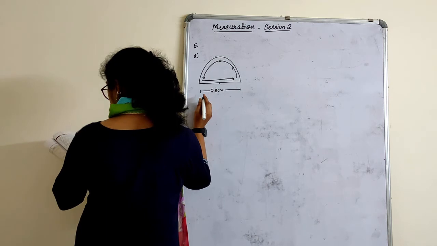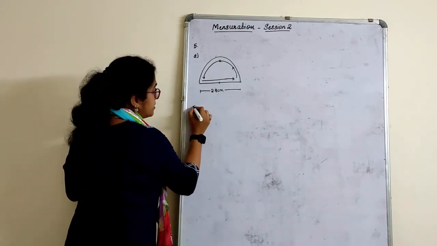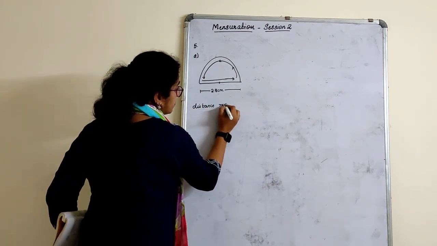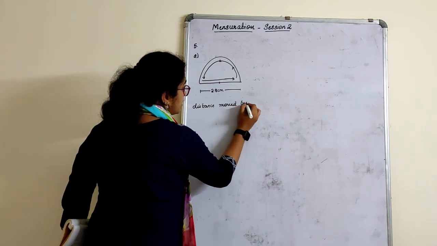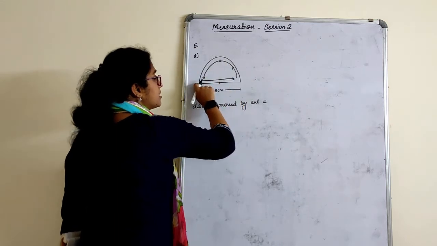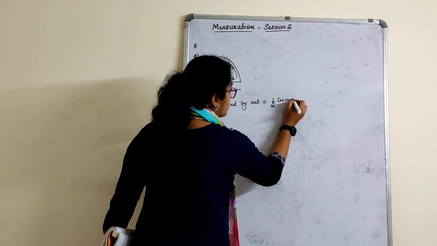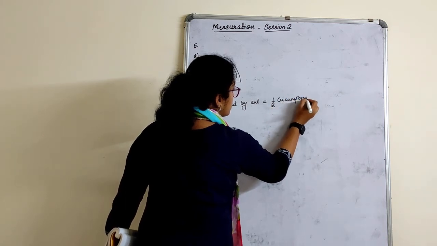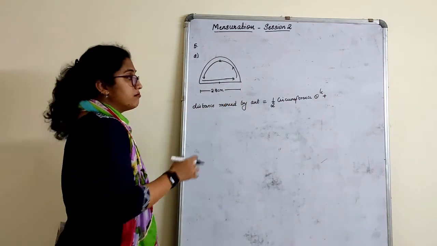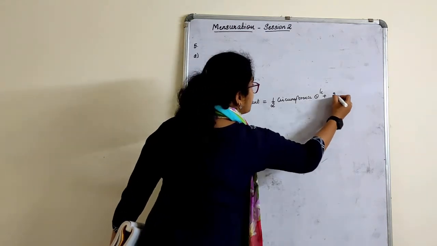Distance moved by ant is equal to, what is this? This is half circumference of circle plus, what is this? This will not come in circumference, children, plus 2.8.